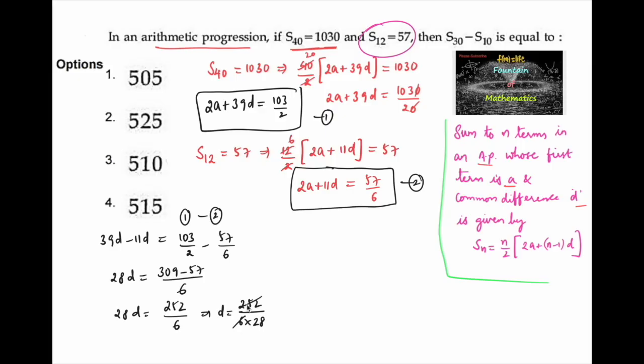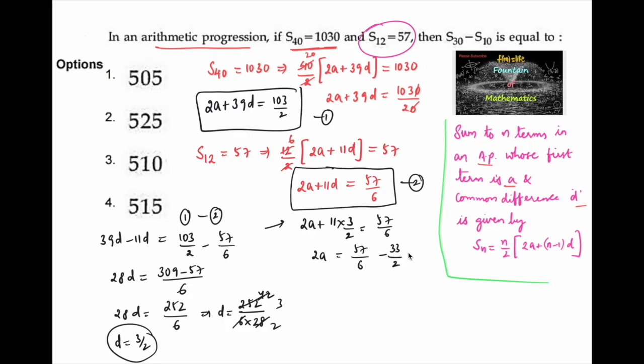So here 6 how many times? 6 times 42 is 252, and again 42 is 7 times 6, 14 times 2. So we got the common difference d is equal to 3 by 2. Now substituting d is equal to 3 by 2 here, 2a plus 11 into 3 by 2, which is equal to 57 divided by 6. That is 2a is equal to 57 by 6 minus 33 divided by 2.